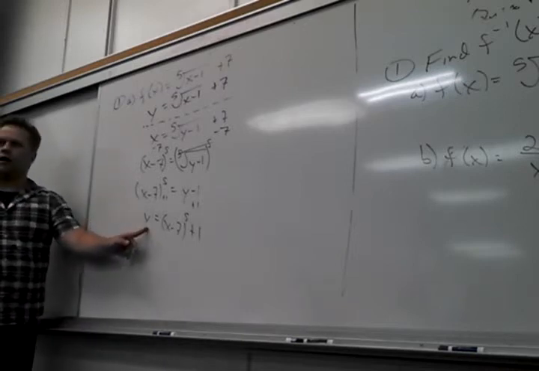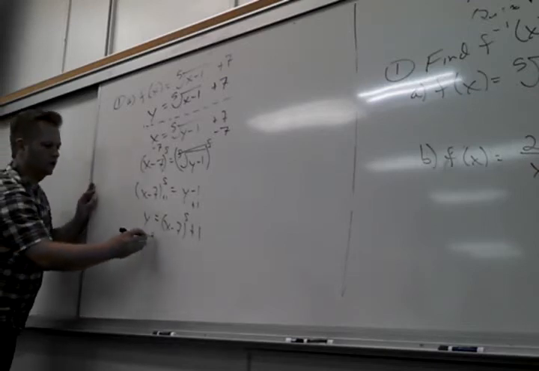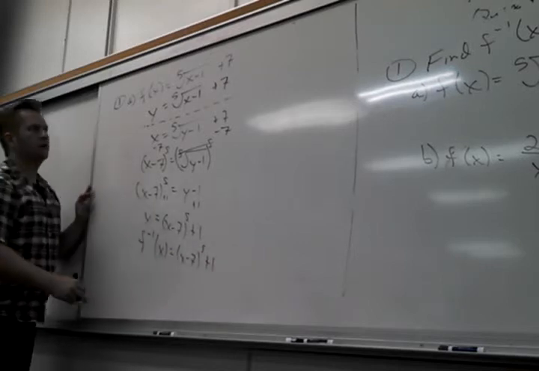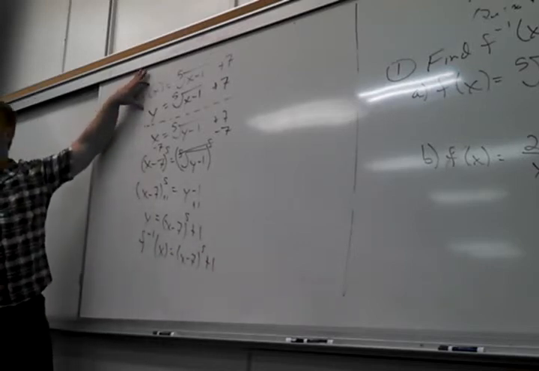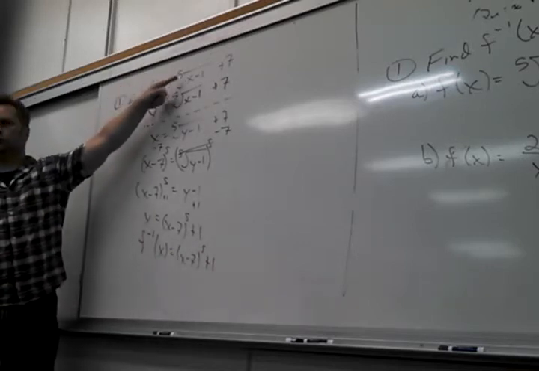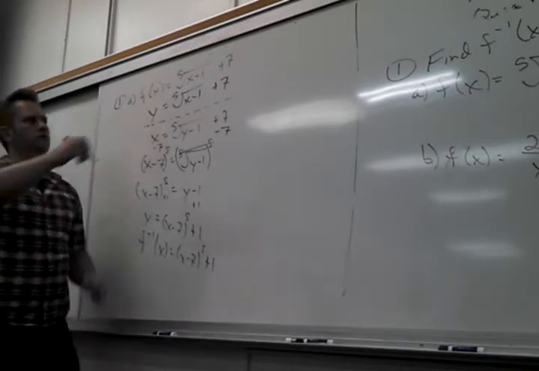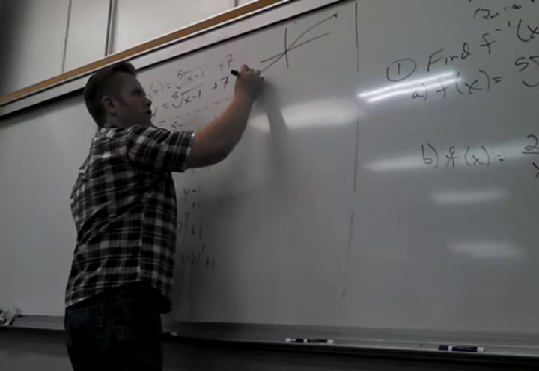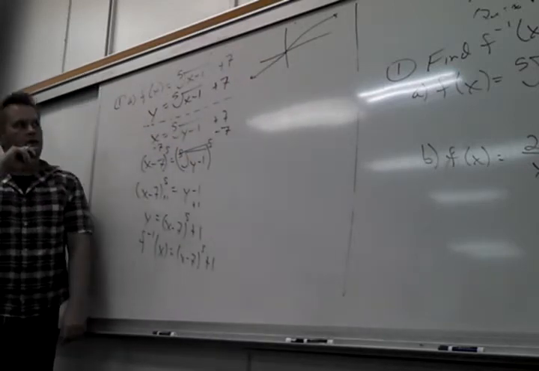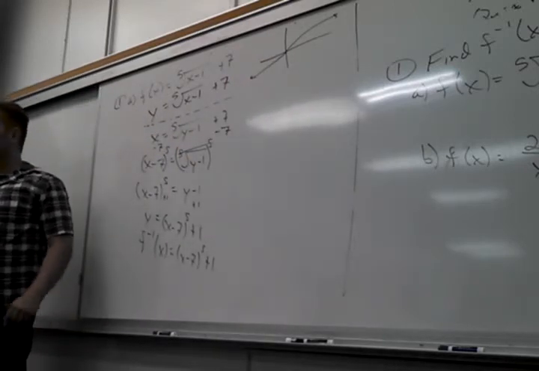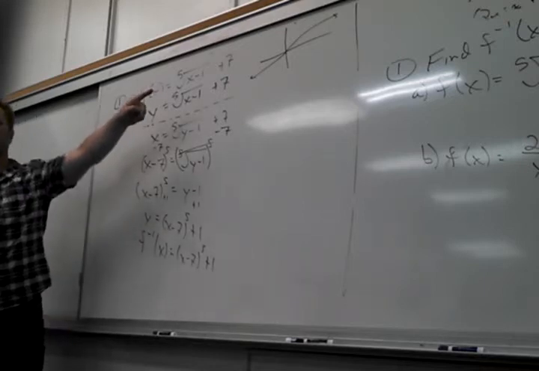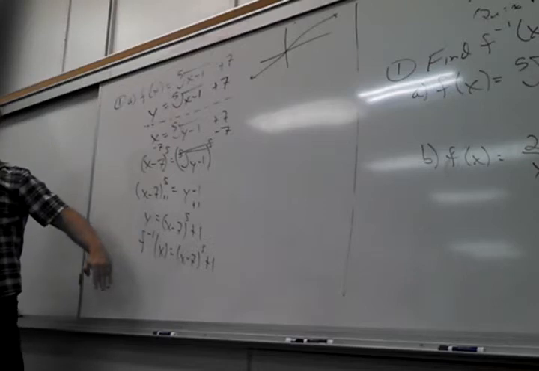Good, so I can replace y with f inverse, because that's what that is. It's the inverse of f. And why does it make sense that this would have an inverse? What does an odd root look like? Or what a cube root looks like? Like a square root, but it has a negative part, right? So that definitely passes the horizontal line test. You with me? It definitely passes the horizontal line test, so therefore I knew this would have an inverse.